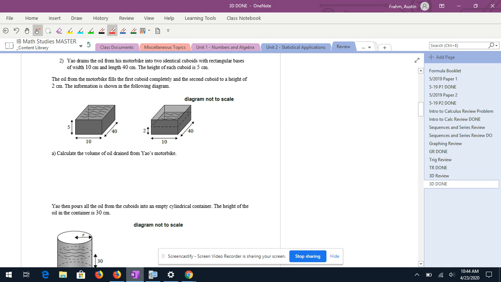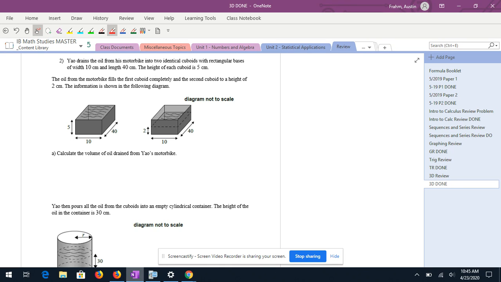For problem number 2, it says Yao drains the oil from his motorbike into two identical cuboids with rectangular bases of width 10 centimeters and length 40 centimeters. The height of each cuboid is 5 centimeters. The oil from the motorbike fills the first cuboid completely and the second cuboid to the height of 2 centimeters. The information is shown in the following diagram. Letter A says to calculate the volume of oil drained from Yao's motorbike.